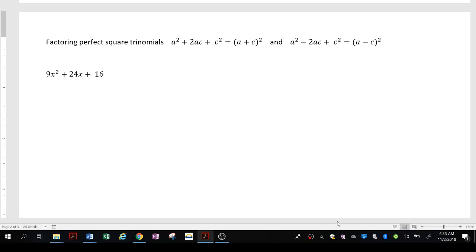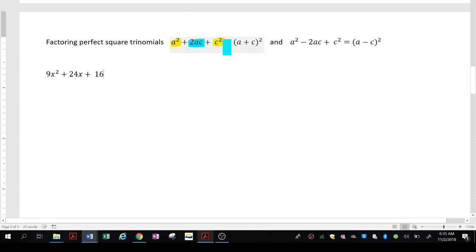In this lesson we're looking at factoring perfect square trinomials. Now, a perfect square trinomial is one in which our first term is a perfect square and our last term is a perfect square. And we have a middle term which is 2 times the square root of our first term times our last term.